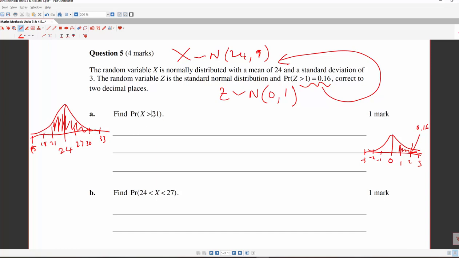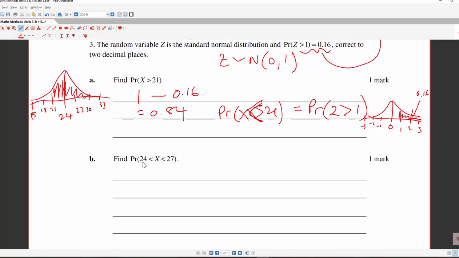So if I want to work this one out, all I'll do is just say it's 1 take away whatever this is on the z distribution, which is 0.16, because it'll be the same as this part here. So this probability x greater than 21 is actually equal to the probability that z is greater than, x less than 21 is the same as z greater than 1. These two probabilities, or the areas, will be exactly the same. So it's 1 take away 0.16, which is 0.84.